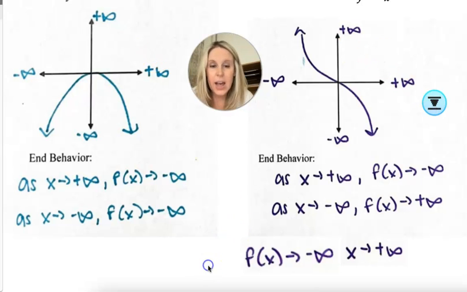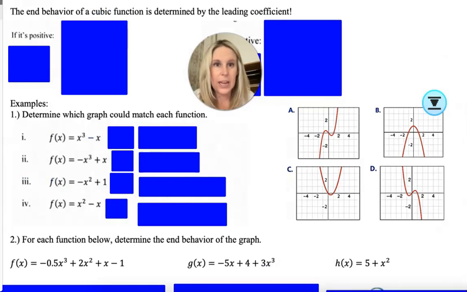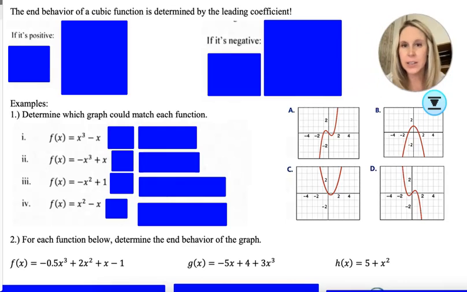Just know they can be used interchangeably. All right. Enough about end behavior. Just kidding, more end behavior. So the end behavior of a cubic is totally determined by the leading coefficient. So if you find the leading coefficient, you immediately know the end behavior.